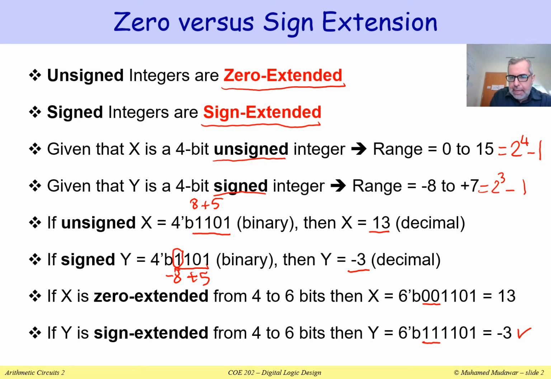Notice that the most significant bit now is the sign bit after extending y to 6 bits. So this is actually my most significant bit here, and it will have the weight, which is -32. And the remaining bits will be plus 29. If you convert 11101, it will be 29 in decimal. The most significant bit now is the sign bit, -32. So negative 32 plus 29 will give me negative 3. So you can see that sign extension does not change the value of a signed integer.